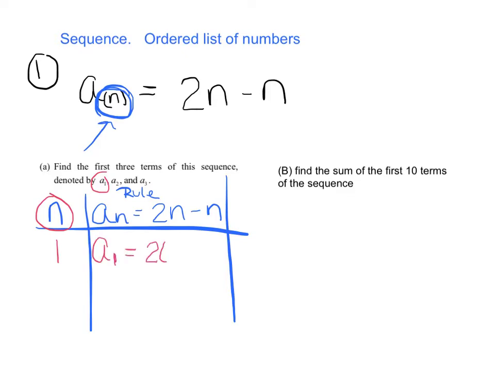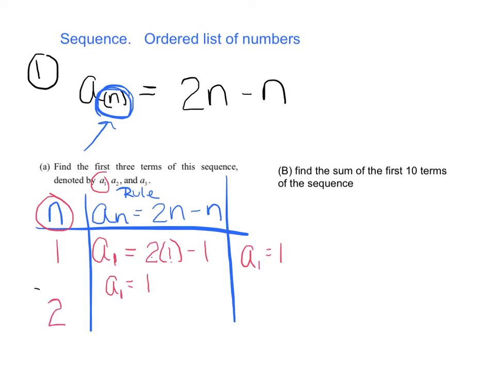Equals 2, substitute with parentheses, minus 1. Now I'm going to clean it up on the line below. a1 equals 2 times 1 is 2, minus 1 is 1. So off to the side, a sub 1 equals 1. Then you just do the next term, 2.